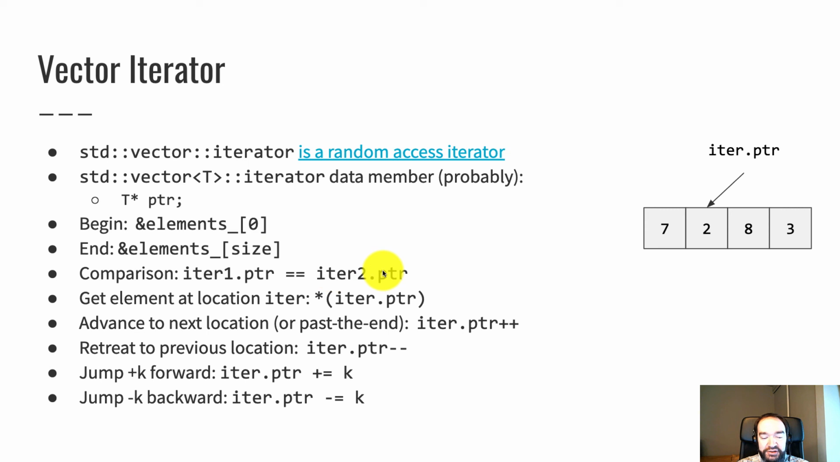To compare two iterators, we just compare their pointers to see if they point at the same array element. To get the element at a given location, we dereference the pointer. To advance, we plus plus the pointer, and to retreat, we minus minus the pointer. And then to jump k steps ahead, we just add k to the pointer, and that's how pointer arithmetic works.